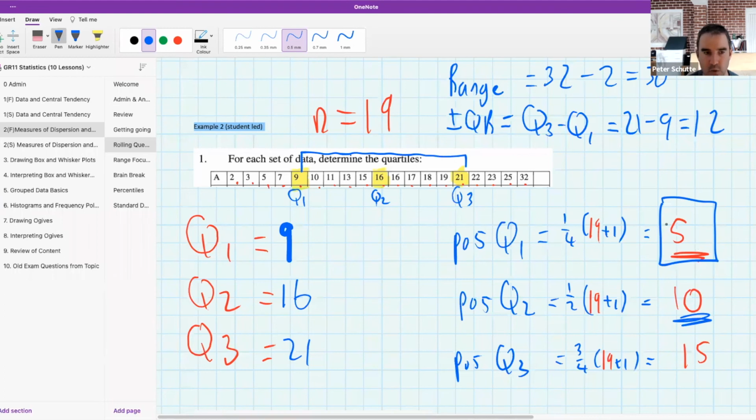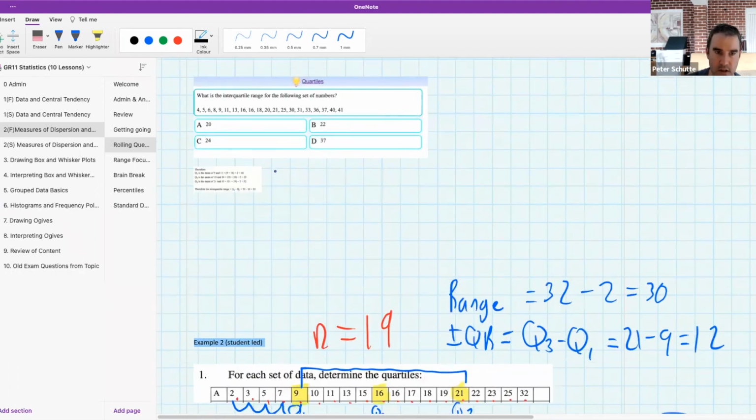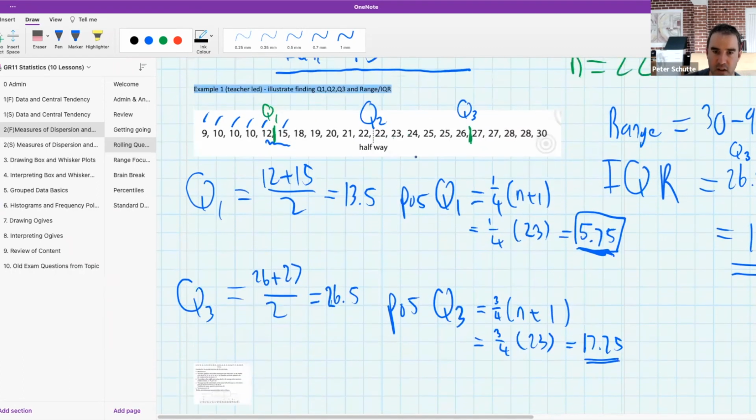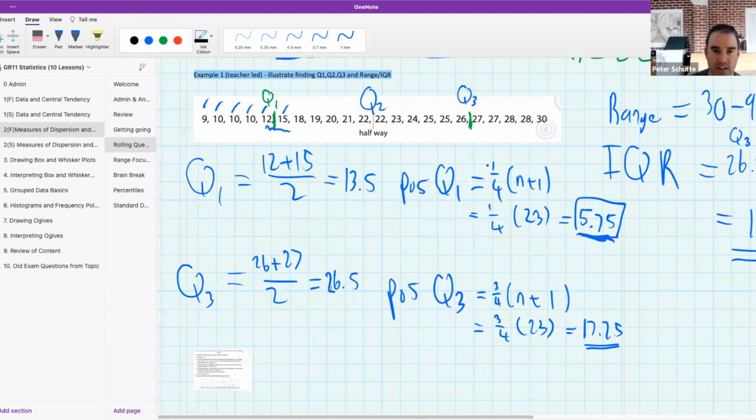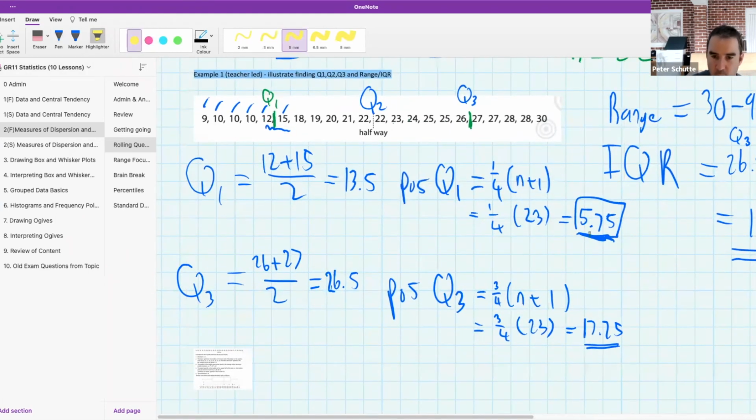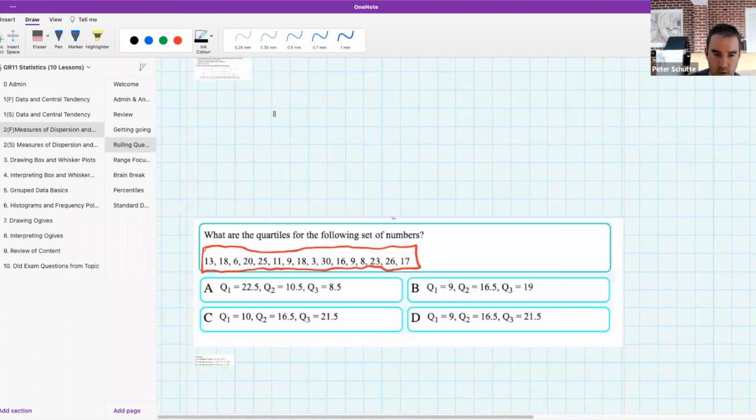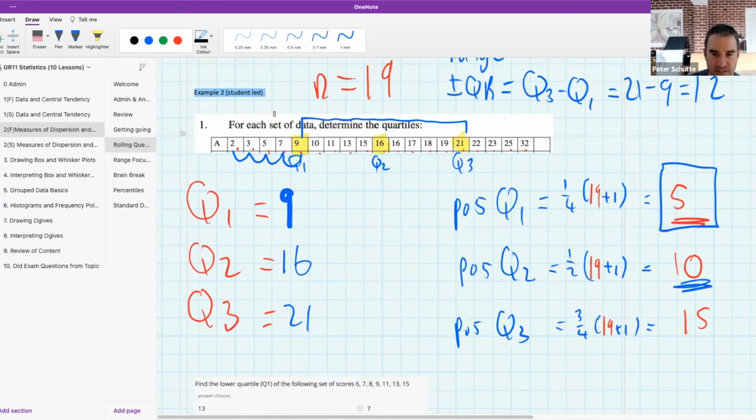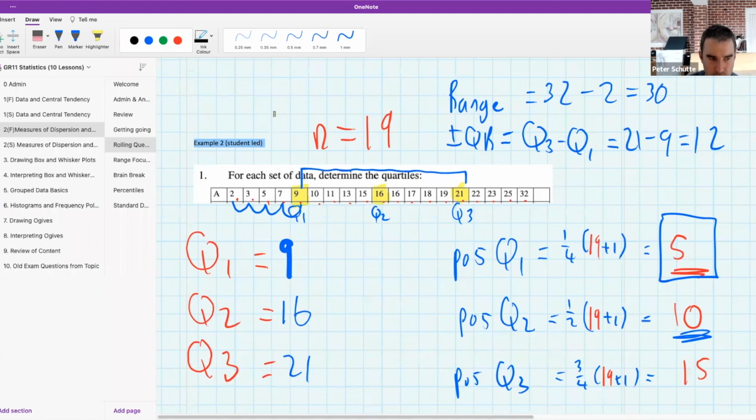So all I do is count: 1, 2, 3, 4, 5, and the number 9 is in the 5th position. In the previous question, if you look at how I calculated Q1, it was in position 5.75, which meant it fell between two numbers. Whereas in this question, it was an exact value. So I hope that helps you understand that.